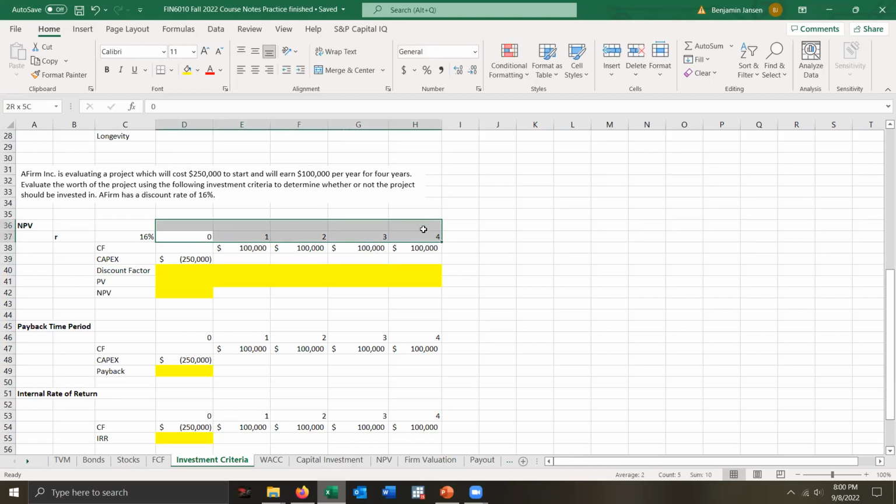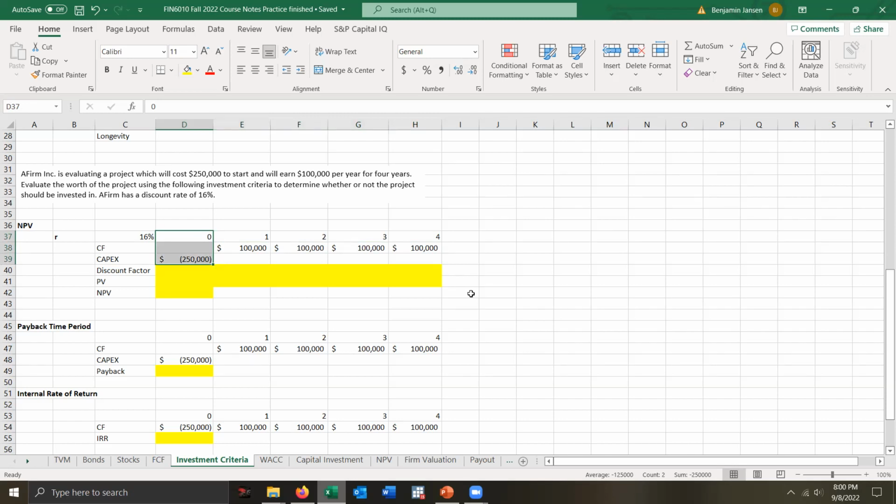All right, so NPV, very similar to a discounted cash flow problem. We set up the time periods, we allocate our cash flows, discount our cash flows, add it all up. One key difference here is now time zero is important.